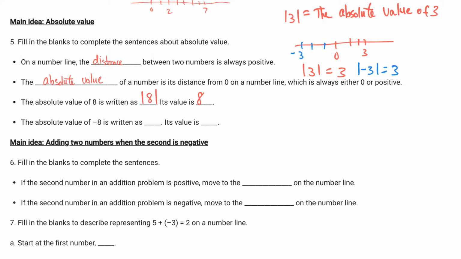And its value is 8 because it's 8 spaces away from 0. The absolute value of negative 8, its value is also 8 because it's also 8 spaces away from 0.